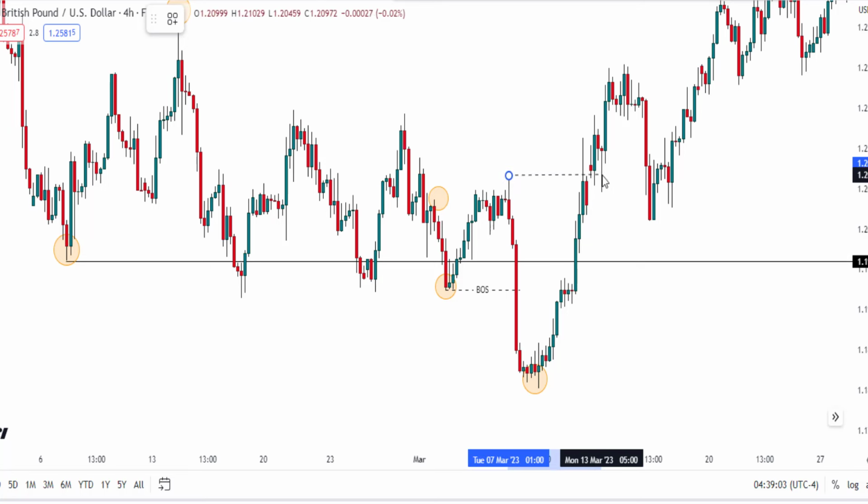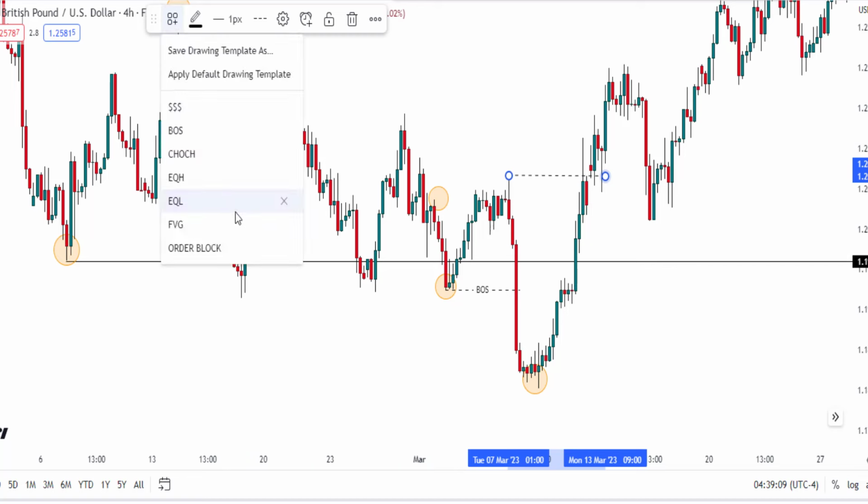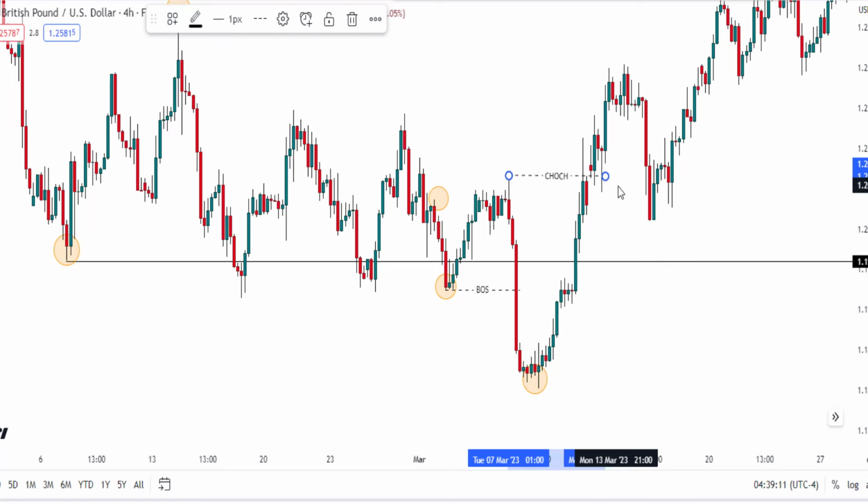and we closed above him. So that means we have a market structure shift in this place. What some people call change of character is the same thing as market structure shift. Change of character came from those guys teaching ICT as an SMC concept alone. So change of character and market structure shift are the same thing.